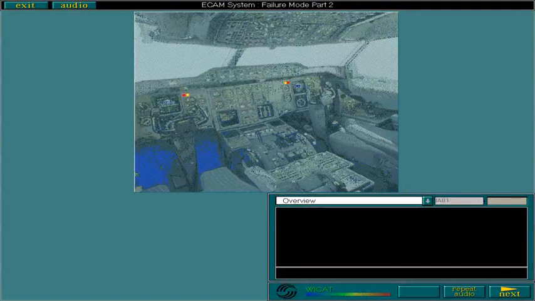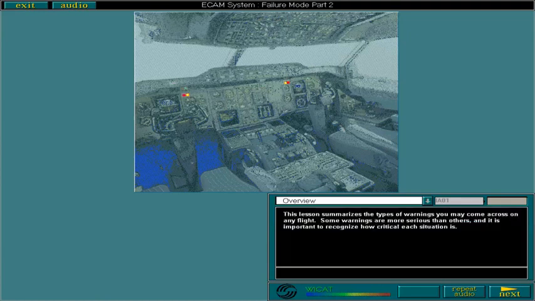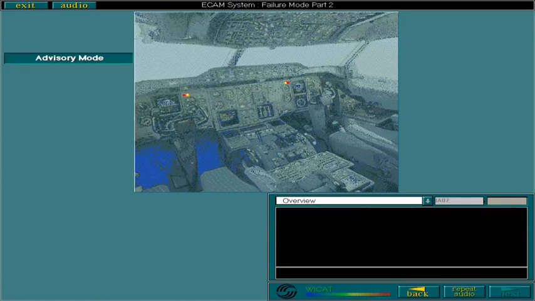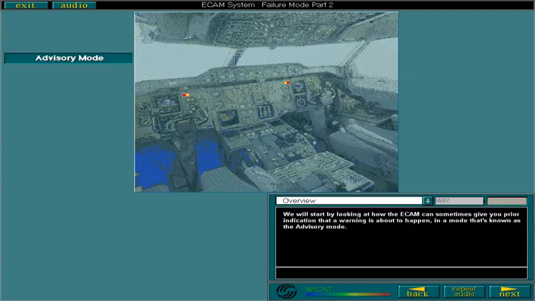This lesson summarizes the types of warnings you may come across on any flight. Some warnings are more serious than others, and it's important to recognize how critical each situation is. We will start by looking at how the ECAM can sometimes give you prior indication that a warning is about to happen in a mode that's known as the advisory mode.